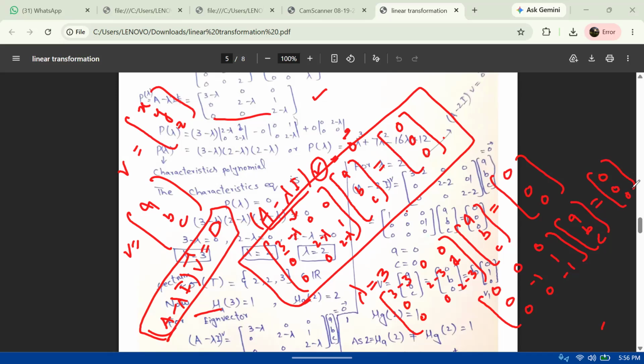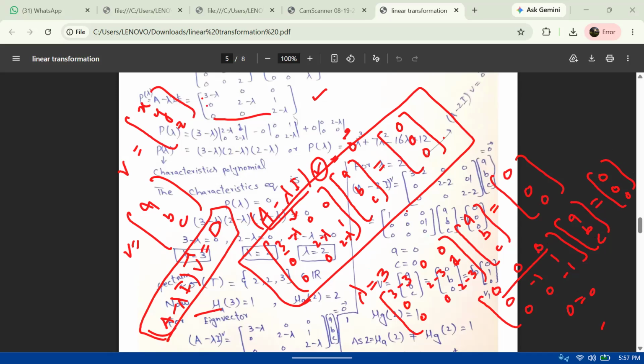Now you have got this system. After getting this system, you multiply this row with this column. When you multiply 0 with A, you get 0. When you multiply 0 with B, you get 0. When you multiply 0 with C, you get 0. So the first equation means 0 is equal to 0, which has no meaning, so ignore this one.